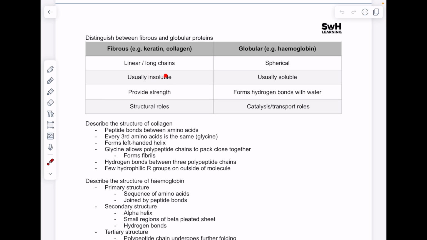Fibrous proteins are usually insoluble. Globular ones are usually soluble. Fibrous ones provide strength. Globular ones may form hydrogen bonds with water, which increases their solubility. Fibrous proteins have structural roles in your hair and your skin. Globular proteins may be involved in catalysis if they're enzymes, or transport roles, such as hemoglobin used to transport oxygen.